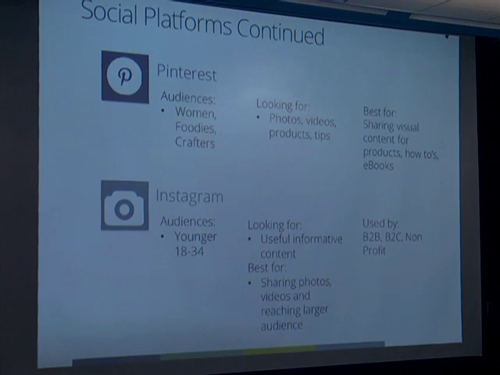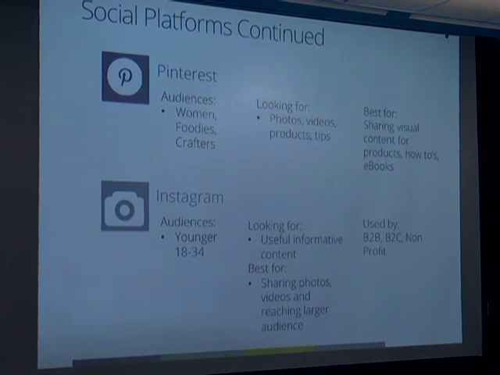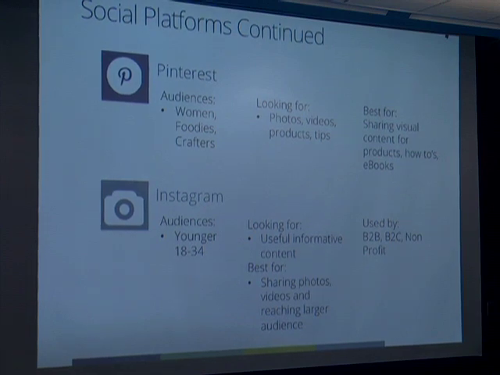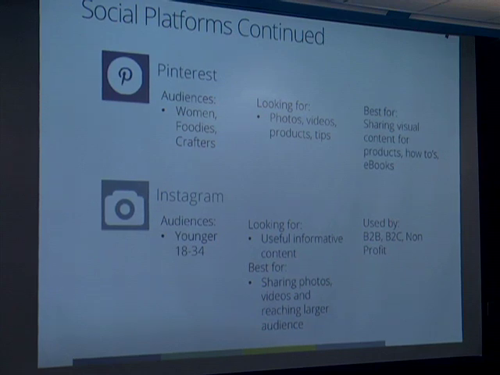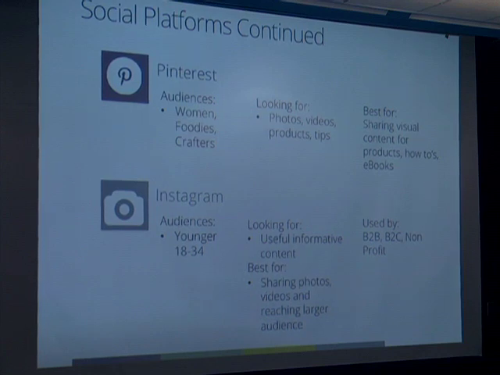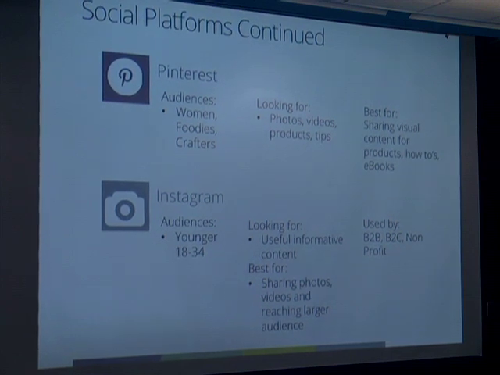Next, we have Instagram. Instagram is basically best for younger audiences, 18 to 34. They're looking for useful, informative content, such as photos and video sharing. They have a much larger audience. If you're a professional photographer, this is the one for you. It's a great platform because you can share all your photos. If you have a lot of products that you have photos of, it's also a great one. So if you have a lot of photos to share, this could be a good avenue for you to use. It's mainly used by business to business, business to consumer, and nonprofits.